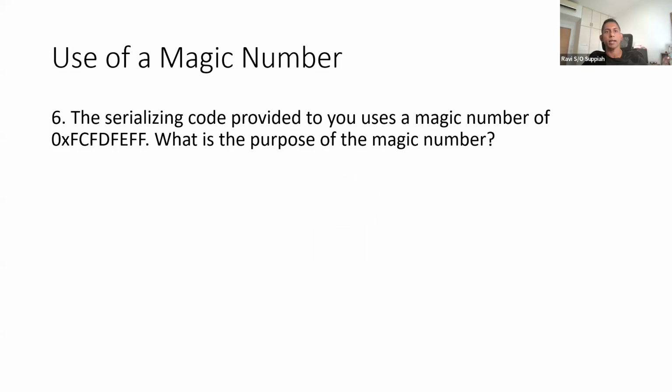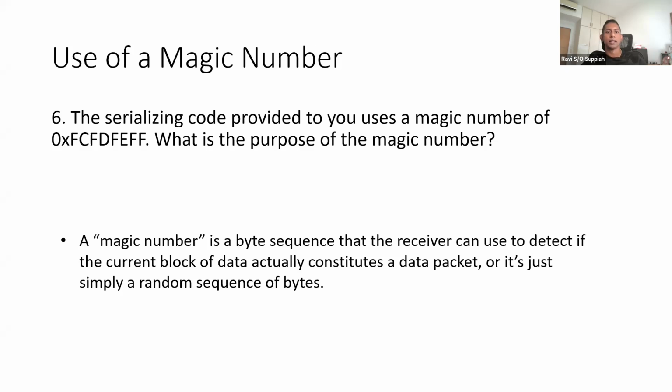The first thing that we're going to talk about is this thing called a magic number. So what is a magic number? A magic number is basically a fixed sequence that we want to use to indicate the start of a data packet. It could be any number, as long as the transmitter and receiver know that this is the magic sequence. Once the receiver receives this magic sequence, it is a start.